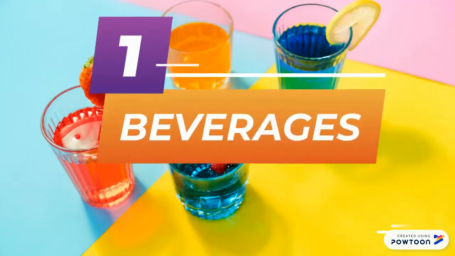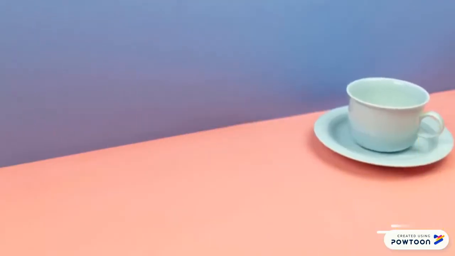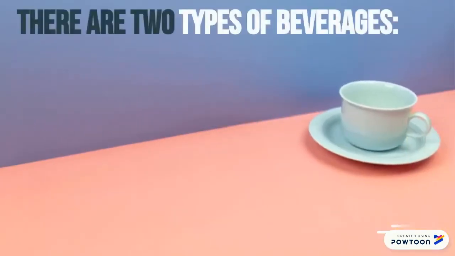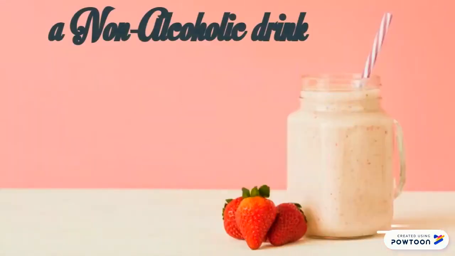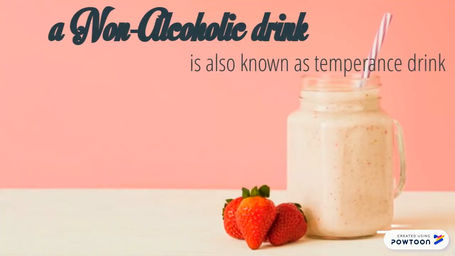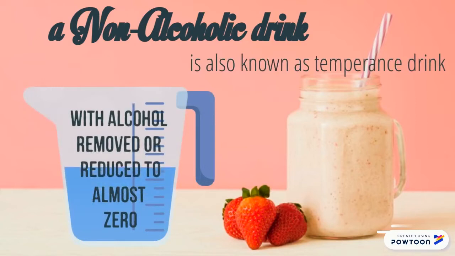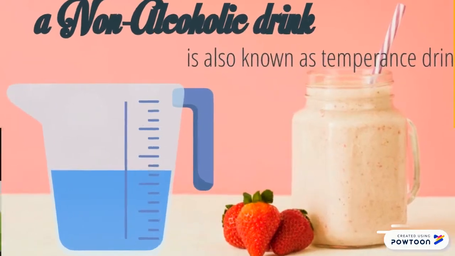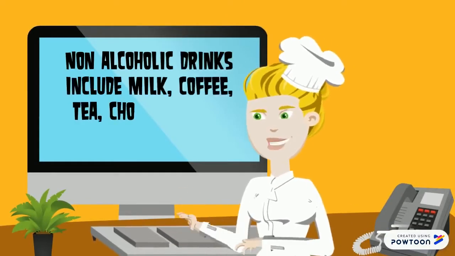Beverages are any liquid other than water intended for human consumption with the function of satisfying thirst. There are two types of beverages, non-alcoholic and alcoholic. To start with, a non-alcoholic drink is also known as temperance drink, a version made without alcohol or with alcohol removed or reduced to almost zero. Non-alcoholic drinks include milk, coffee, tea, chocolates, and many more.